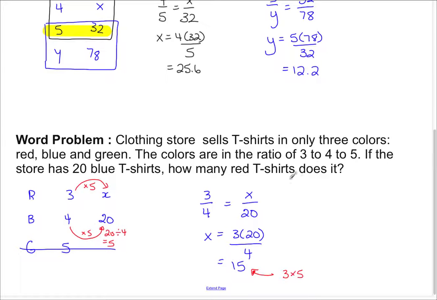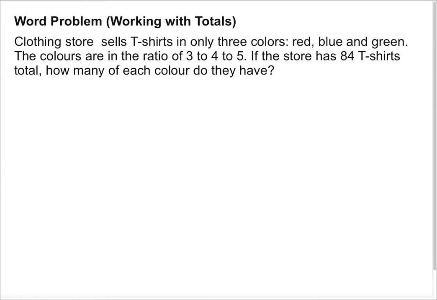Show me the little swoops and the time signs. Let's have a look at our next question. This is kind of the same word problem, but we've just changed it up just a little bit. This says the clothing store sells t-shirts in only 3 colors. Again, we've got the red, the blue, and the green. The colors are in a ratio of 3 to 4 to 5. If the store has 84 t-shirts total, how many of each color do they have?